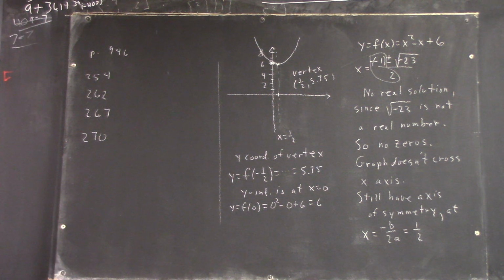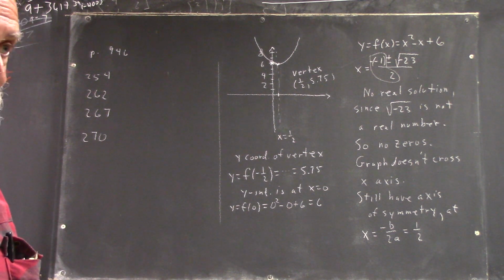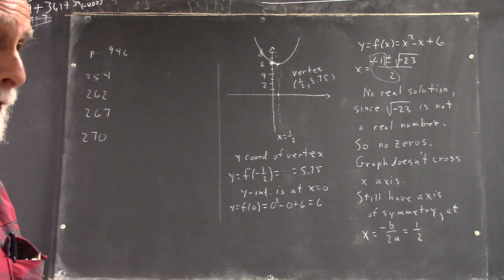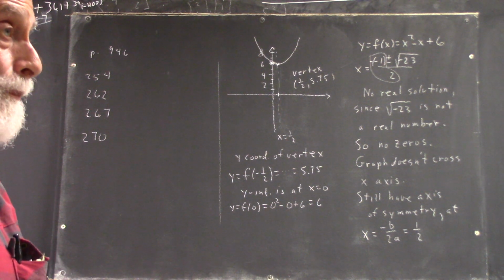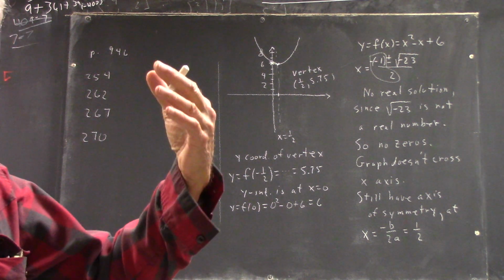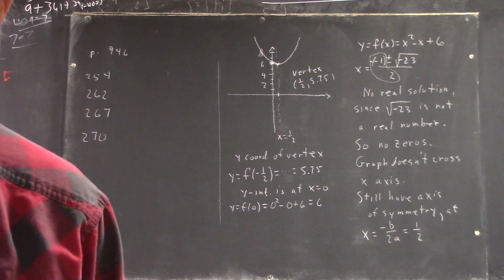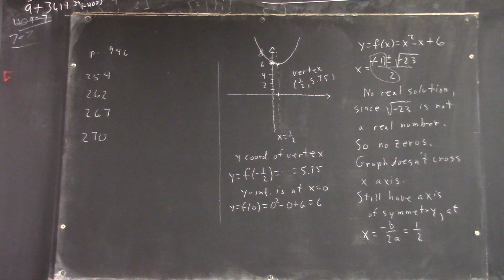Okay. Find zeros if they exist. Axis of symmetry, draw the picture, find the vertex, and find the y-intercept. And then sketch your best attempt at a parabolic graph. Okay?